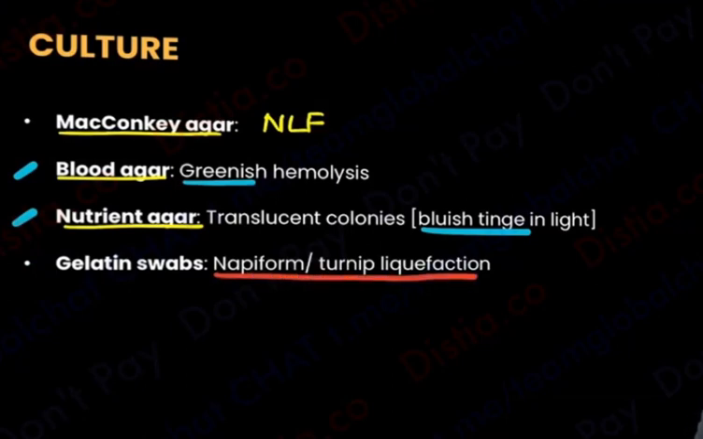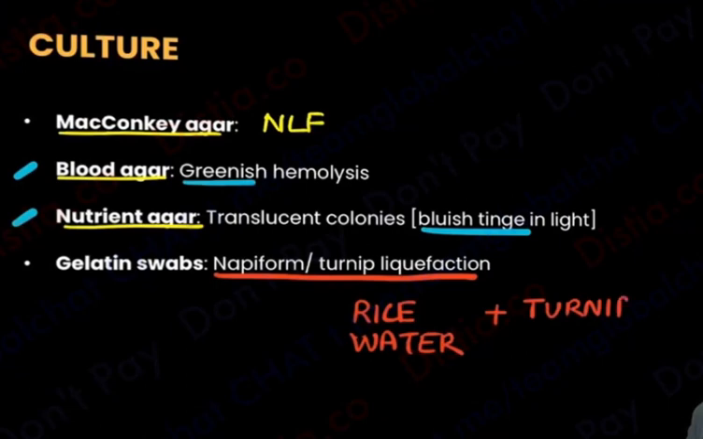Now how I have learnt it, please learn. You cannot have rice alone. You can't consume just rice. So when you had rice and water, you said, I want a vegetable. I give you a vegetable that is turnip. So wherever there is rice water stool, over there you will have turnip liquefaction of gelatin, turnip or napiform liquefaction of gelatin, that will happen.